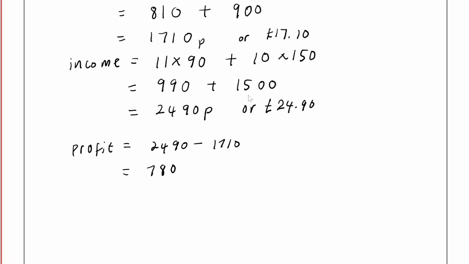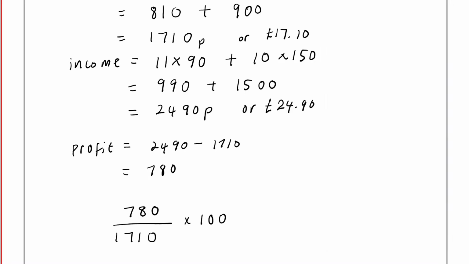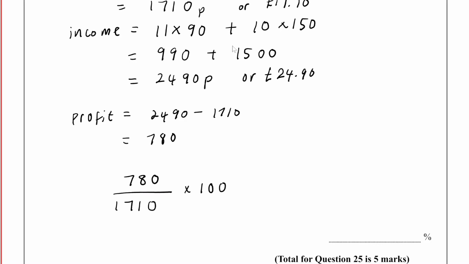We want the percentage profit. So it's the change, the profit, how much it's gone up by, over the original, which is how much it cost in the first place, times 100 to make it a percentage. So the change over the original times 100. So 780 over 1,710 times 100, and we get 45.6%. One decimal place, that's right, 45.6%.